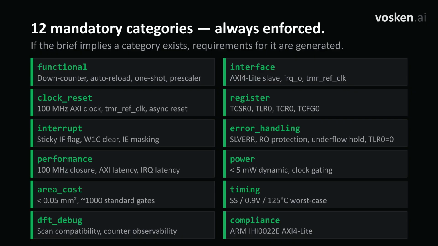VoskenAI enforces 12 mandatory categories, including functional, interface, performance, power, and error handling. This ensures that commonly skipped requirements, like edge cases and DFT, are always addressed.